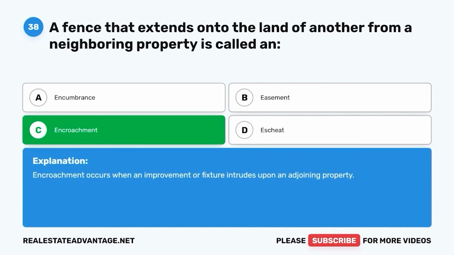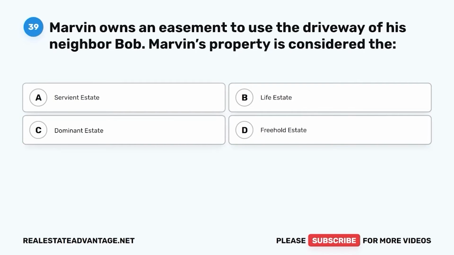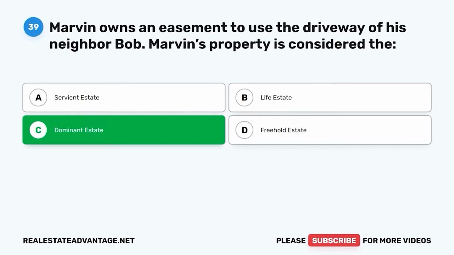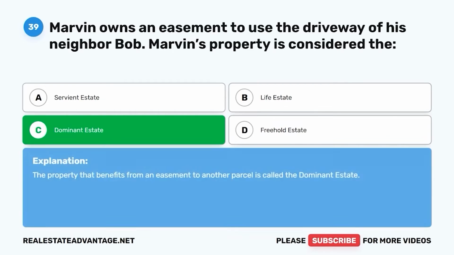Encroachment occurs when an improvement or fixture intrudes upon an adjoining property. Question 39. Marvin owns an easement to use the driveway of his neighbor Bob. Marvin's property is considered the A. Servient estate, B. Life estate, C. Dominant estate, D. Freehold estate. The correct answer is C. Dominant estate. The property that benefits from an easement to another parcel is called the dominant estate.